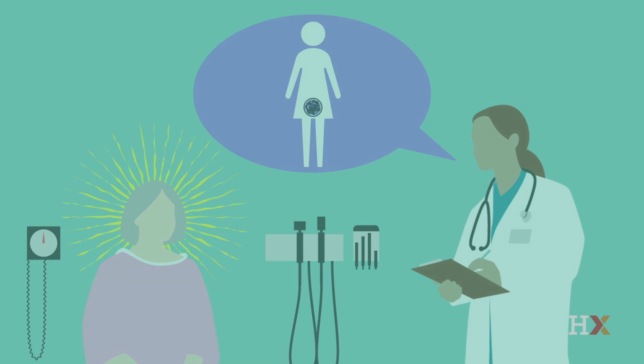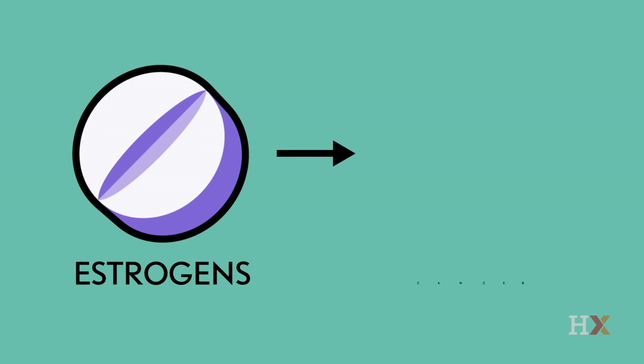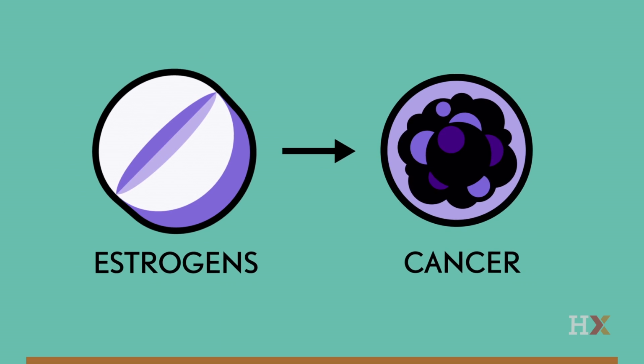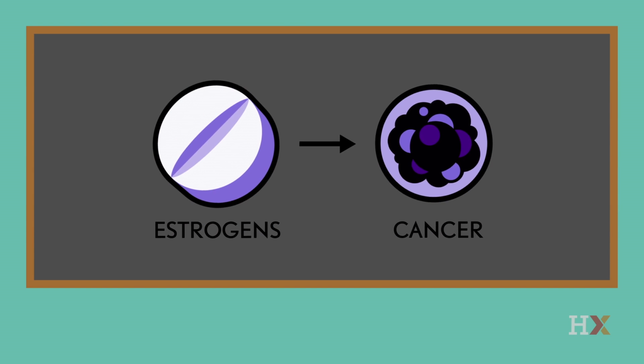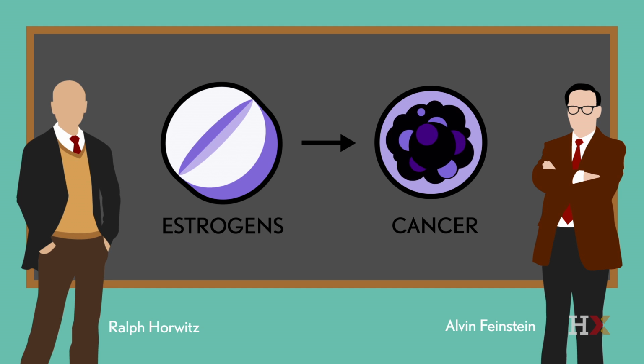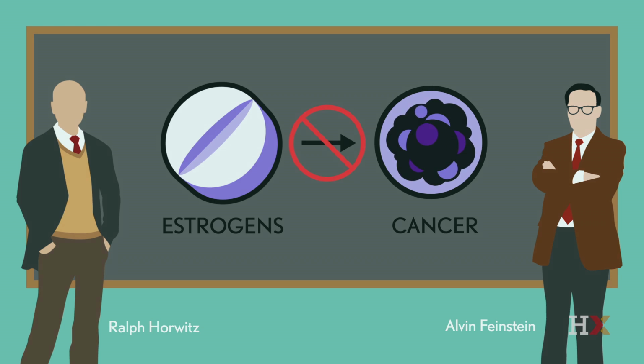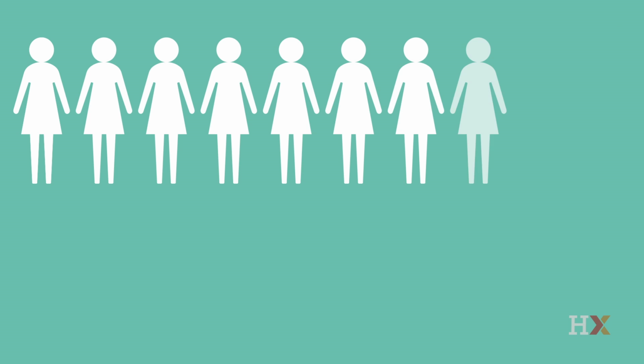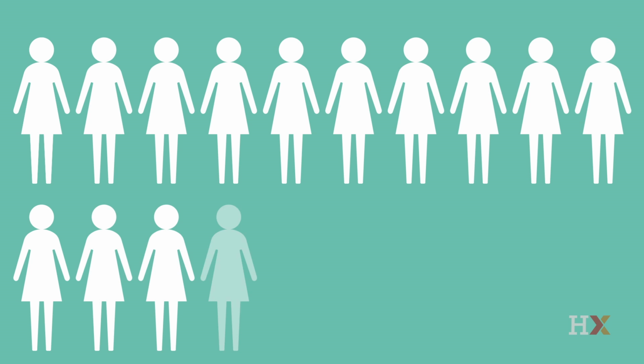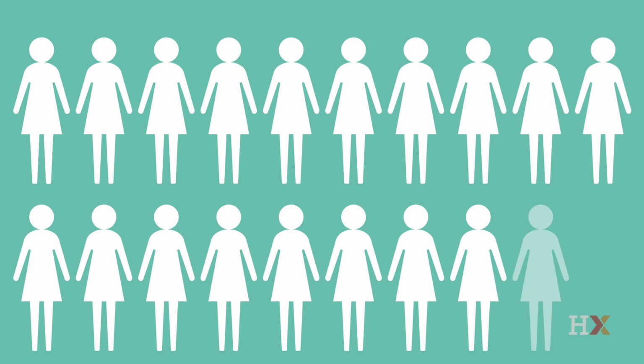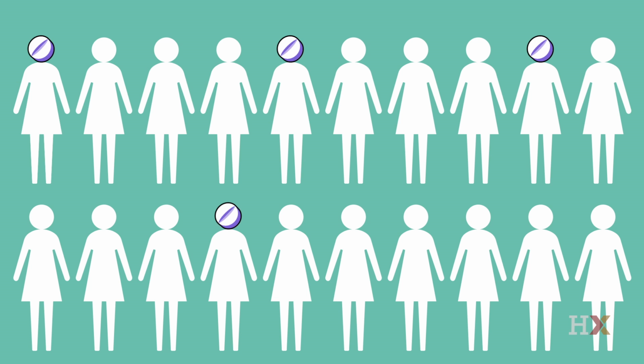And the question is why? There is one obvious possible answer, which is that estrogens cause cancer. But there were two prominent clinical investigators from Yale, Alvin Feinstein and Ralph Horwitz, and they proposed another possibility. They said that estrogens did not have to cause cancer for us to find this association between estrogen use and cancer. They said that what might happen is that estrogens simply lead to the diagnosis of cancers that were already present but would not have been diagnosed in the absence of estrogens.